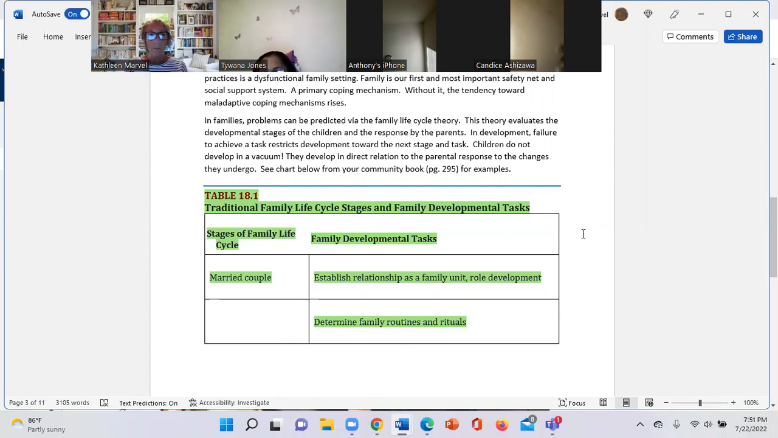Right? So in development, failure to achieve a task restricts development towards the next. Right? Kids don't develop in a vacuum. They develop in direct relation with parental response to the changes they undergo.